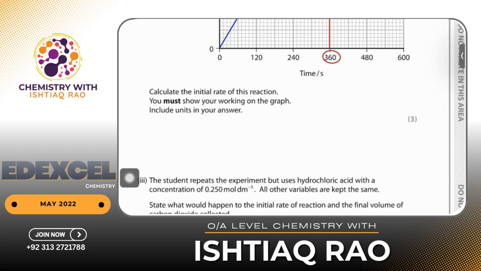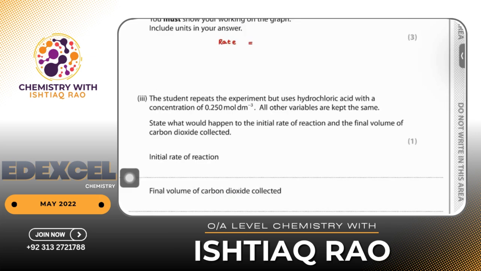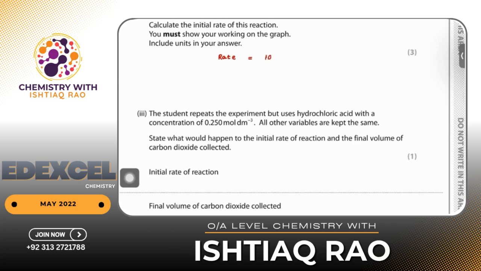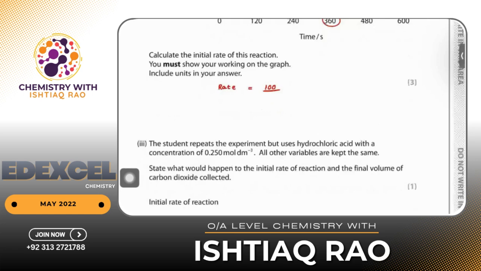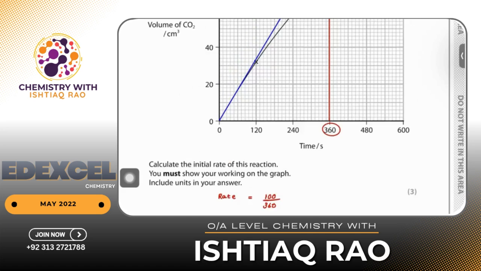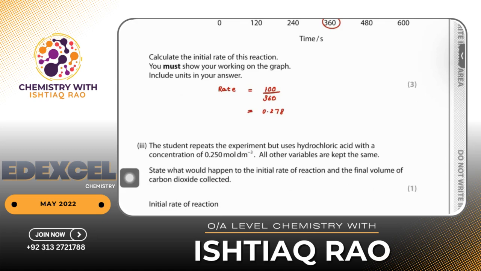So the answer would be, rate is equal to volume upon time. So the volume was 100 and the time is 360. So the answer would be 0.278. Volume is in cm cube and the time is in second. So centimeter cube per second. That's the answer.